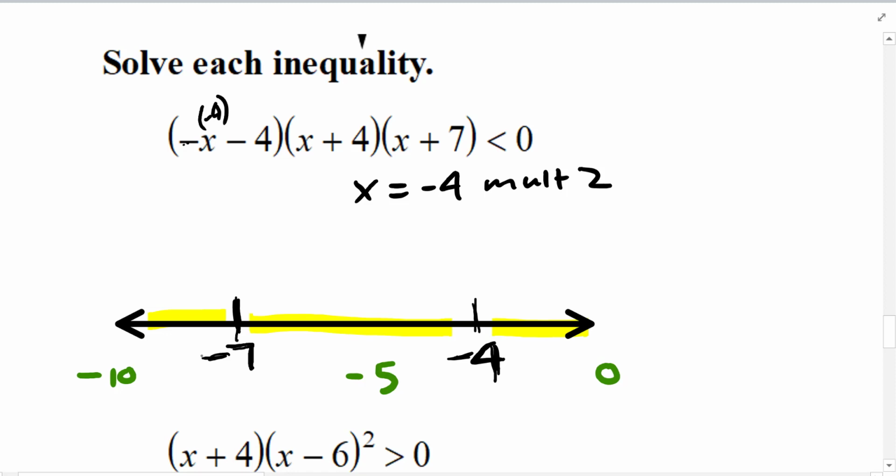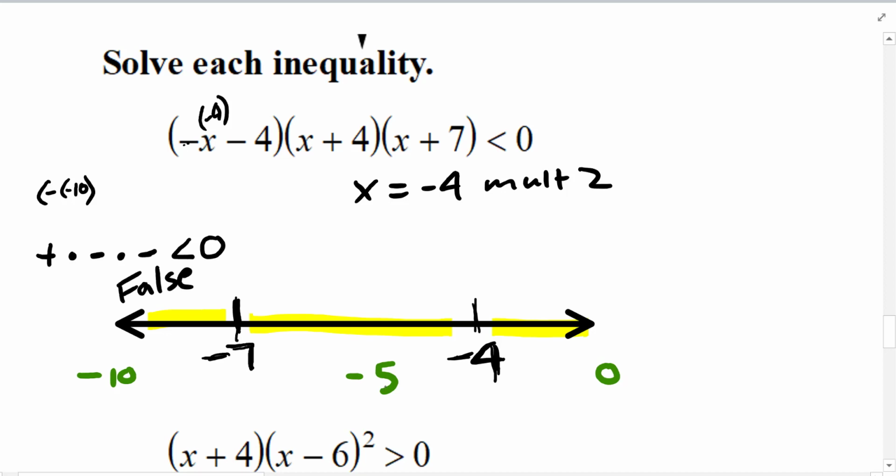So if you put negative 10 in here, the opposite of negative 10 is positive 10. 10 subtract 4 is positive. So we have a positive times negative 10 plus 4 is negative, times a negative, times negative 10 plus 7 will be a negative 3, times a negative. Well, a negative times a negative is a positive times a positive is a positive. Is a positive number less than 0? False.